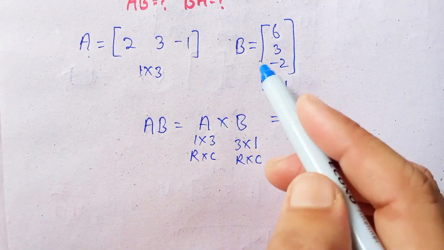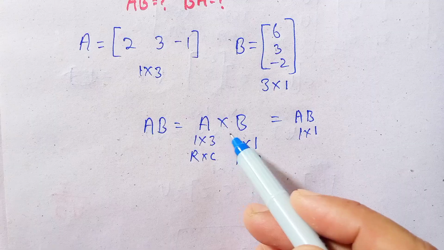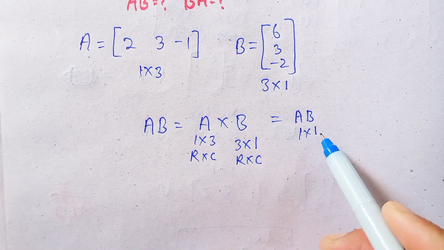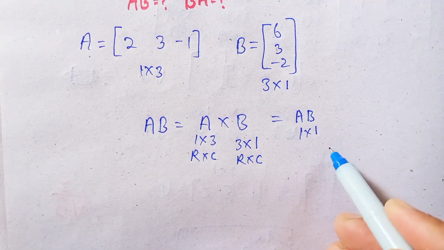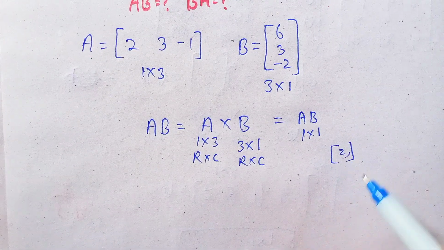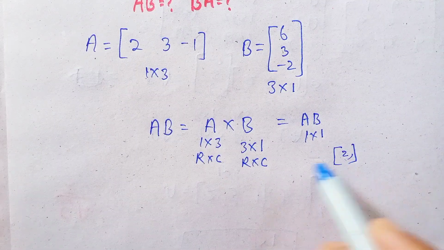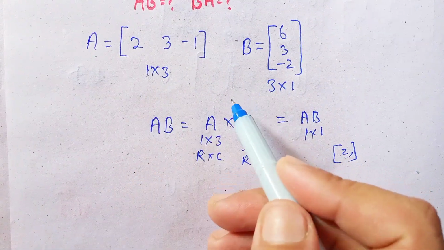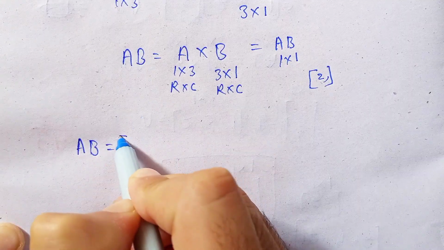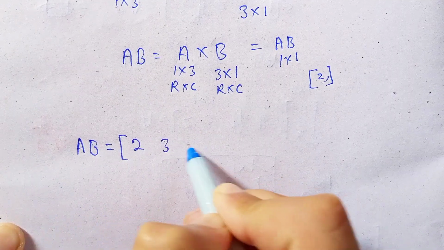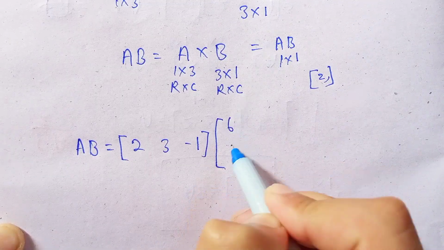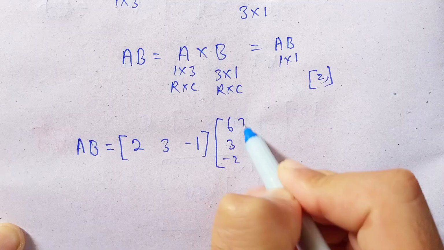Now we are going to multiply these two matrices. So here the multiplication of the two matrices is defined and the product matrix AB has an order of 1 by 1. Means it will contain only one element. Now we are going to multiply these two matrices. So AB equals A matrix which contains the elements 2, 3, negative 1 and B matrix which contains the elements 6, 3, negative 2.